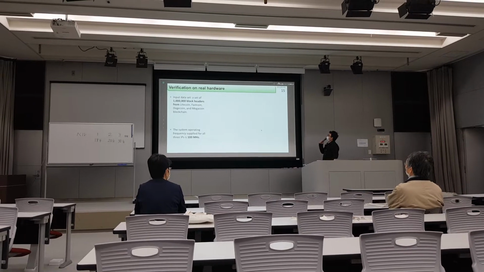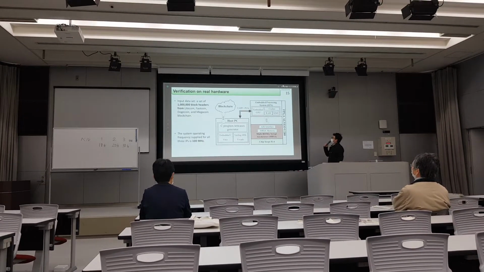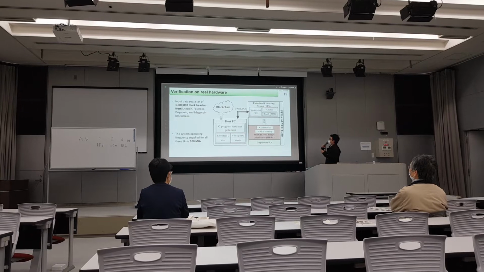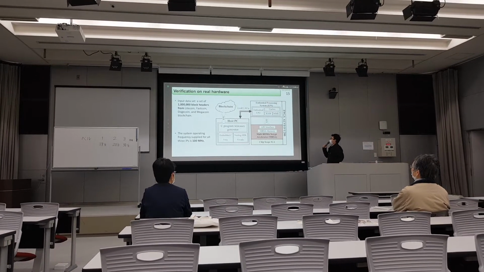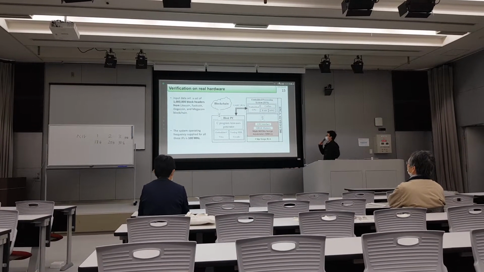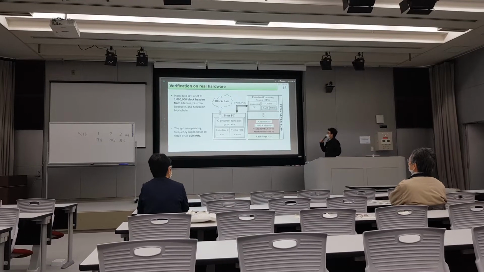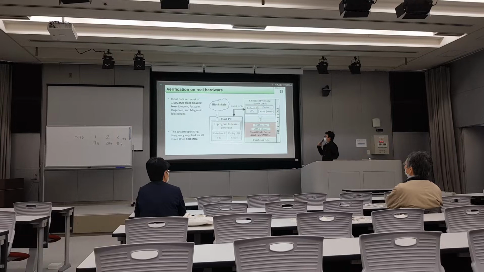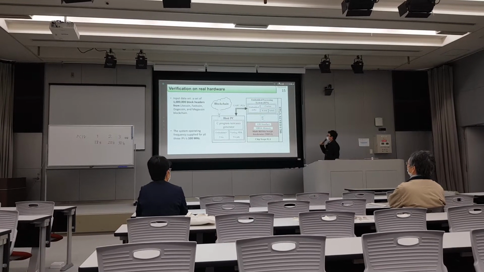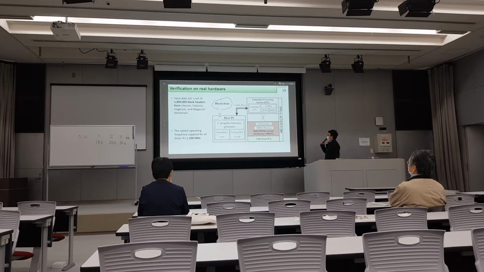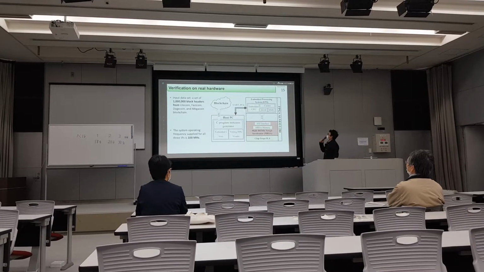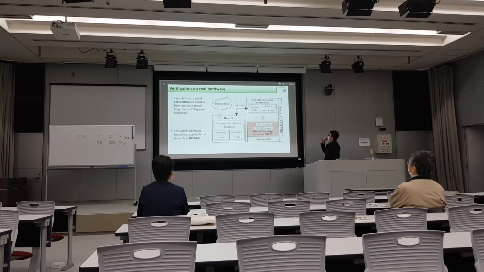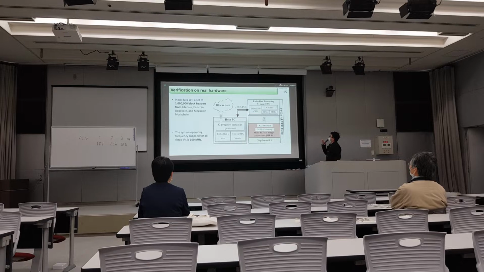For verification on real hardware, I have taken the input data set. It is 1 million block headers from many blockchains: Litecoin, Filecoin, Dogecoin, and Megacoin. And the system operating frequency for the IPs is 1 megahertz. This is the SoC system.